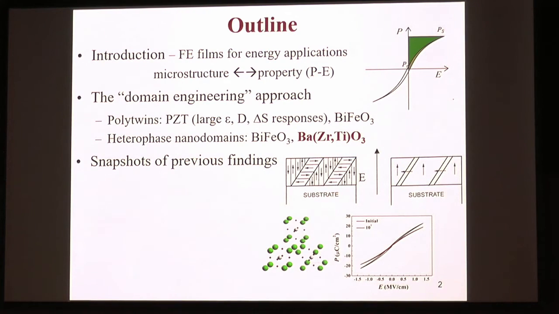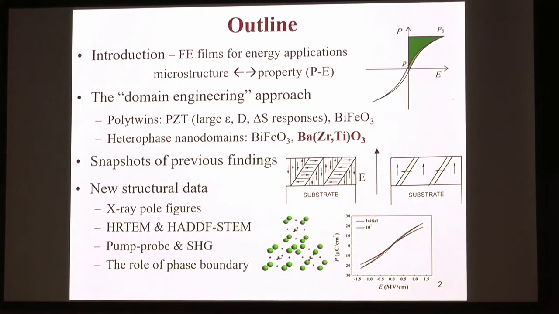Basically, it's a tetragonal and rhombohedral stacked structure, with a very slim hysteresis, and it is very endurable to electric cycling. And then the new data, mostly structural data, and our new understanding based on the structural data come from the X-ray pole figure analysis. So what is the phase boundary between the tetragonal and rhombohedral phase? It turns out to be a surprise to us.